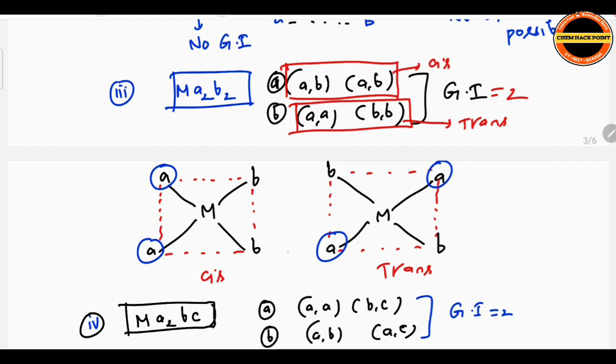That's what you see. How we made diagonal pairs: AB, AB, which is cis. That's why I wrote cis. Another diagonal pair you see: AA, no need to follow any sequence. You can write BB first also, no problem. AA, BB. So one is cis, one is trans. So GI is possible. How many? Two possible structures.